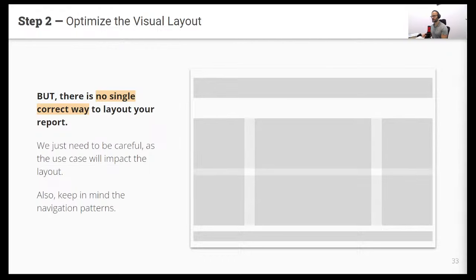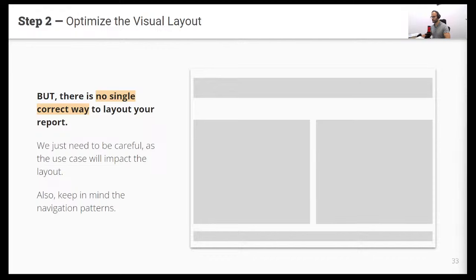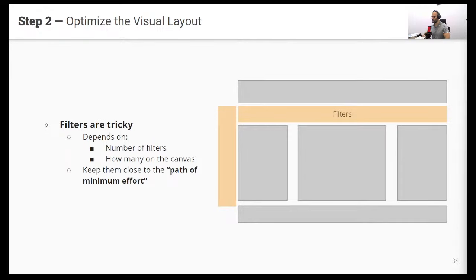So you might have noticed that there is a white space between the header and the visual. Well, you might also have noticed that we have not talked about filters. There are, in Power BI for example, many different ways where you can implement these filters. I usually put them close to the path of minimum effort, because that is a way to provide even more context for the user, because they want to drill down in the data set themselves. So I usually put them either below the header or to the left.